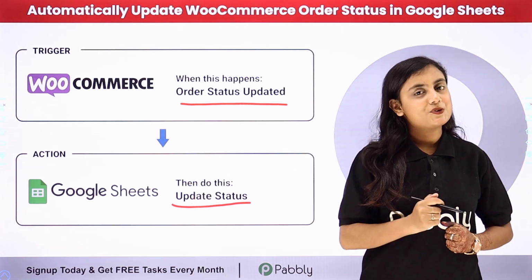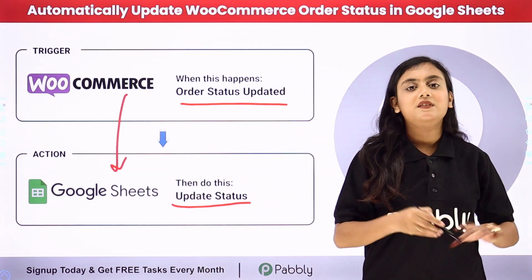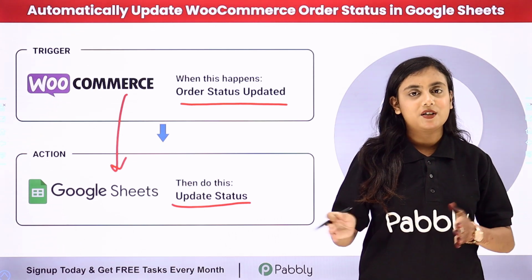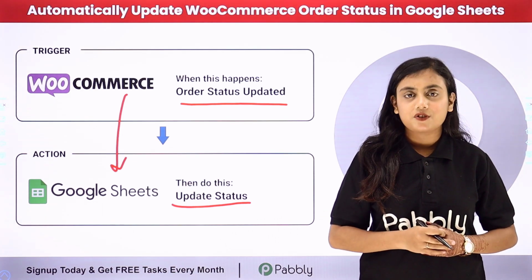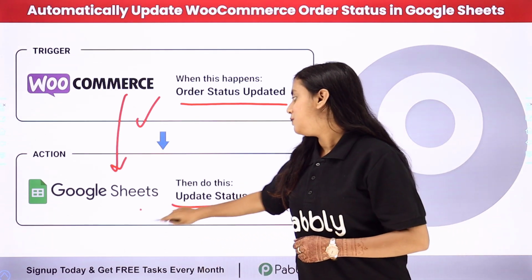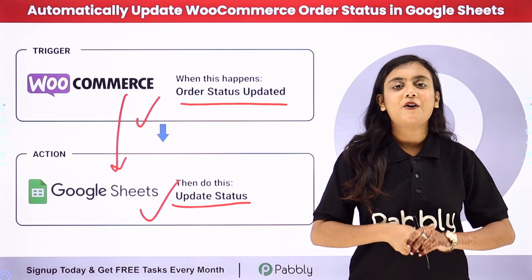For that, we are going to create an automation between WooCommerce and Google Sheets with the help of Pabbly Connect. Pabbly Connect runs on two concepts, that is trigger and action. In this process, my trigger application is going to be WooCommerce and my action application is going to be Google Sheets. If you want to learn how to do this automation, then let me take you to my screen.